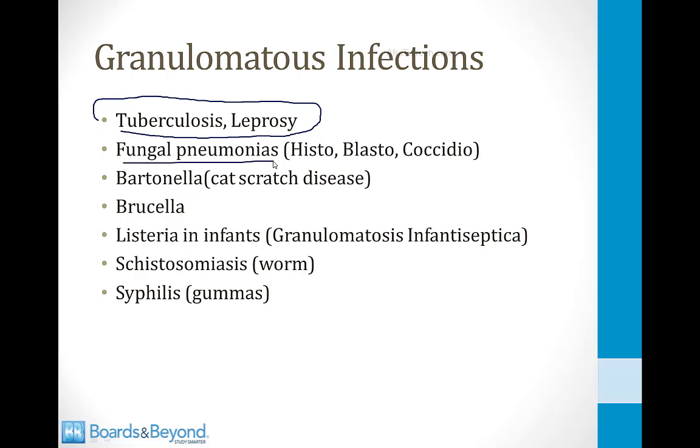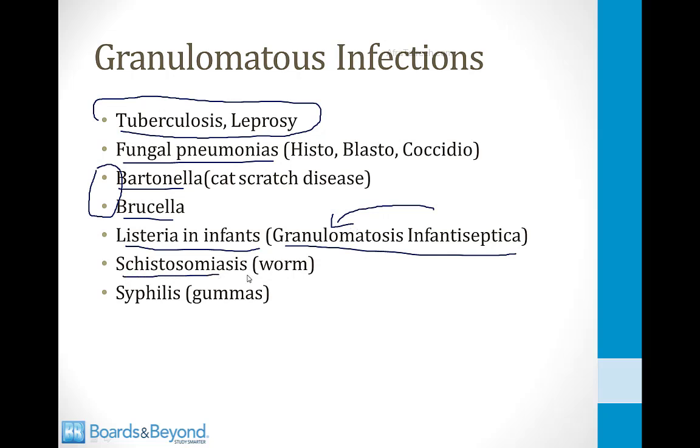So the fungal pneumonias, like we'll talk about in this module, can all form granulomas. Bartonella, which causes cat scratch disease, and Brucella, which causes brucellosis. These are both zoonotic infections and they can cause granulomas. Infants who get listeria from their mother can get a condition called granulomatosis infantiseptica, and it's got granuloma in the name, so that can help you remember that the baby will have lots of granulomas.